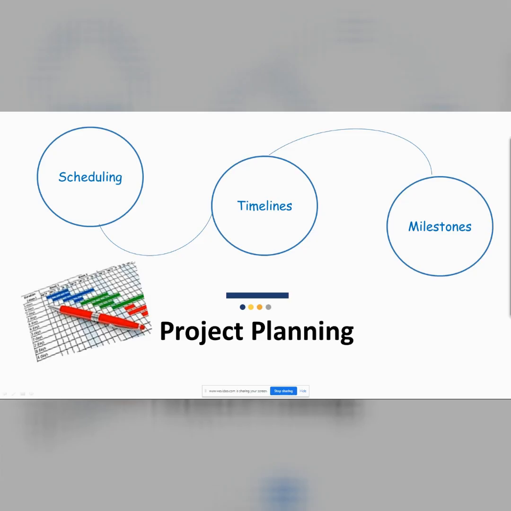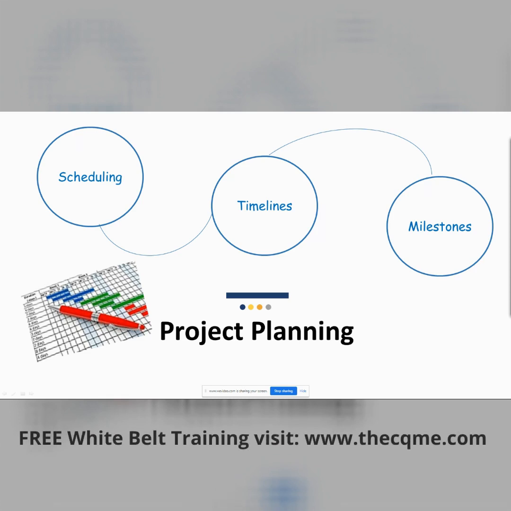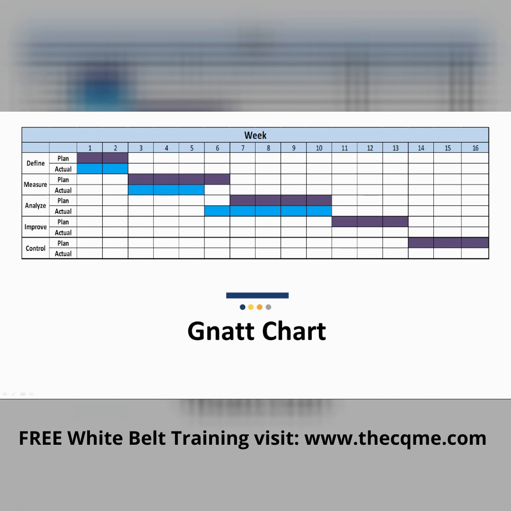Okay, project planning is one of those key tools that as a leader you're going to have in your tool belt, and that includes scheduling, timelines, and milestones for your Six Sigma project. A common tool that is used for planning is called a Gantt chart. It actually breaks down the work structure into smaller parts. So it could be the 5 phases of your Lean Six Sigma project. But it organizes and it breaks down the work into manageable parts.